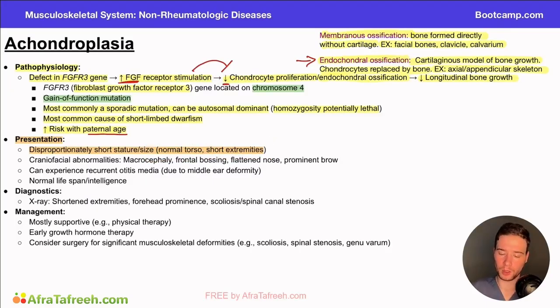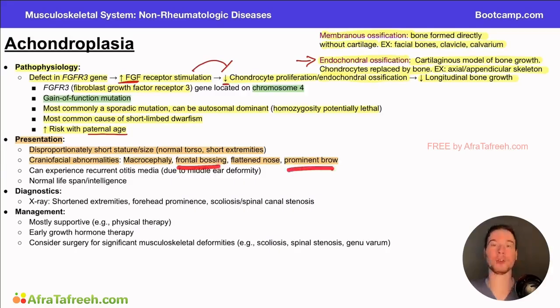Now, these patients are also going to have craniofacial abnormalities. This can include things like macrocephaly, frontal bossing, a flattened nose, and a prominent brow. So what are these findings? Macrocephaly is defined as an enlarged head circumference. Frontal bossing and the prominent brows refer to increased prominence of these features, both the forehead and the eyebrows, and these patients can also have a flattened nose.